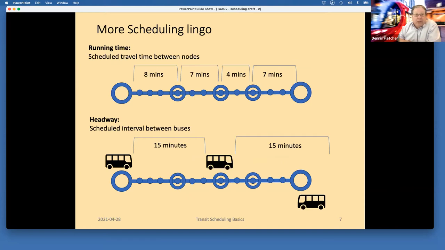Running time is the amount of time it takes to go from A to B between nodes and over the whole route. And headway is the scheduled interval between buses.